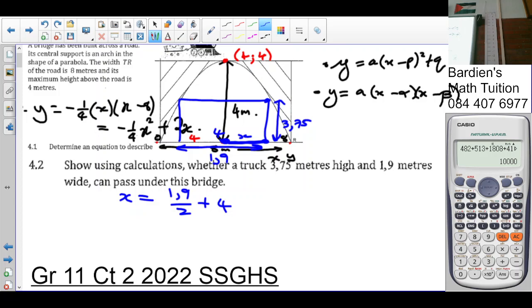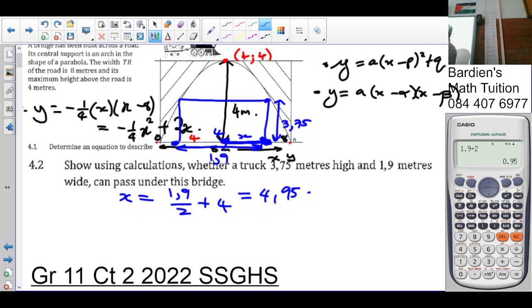Why do I add 4? So I can get the x value at that reading. So 1.9 divided by 2 gives us 0.95. So from there to there is 0.95. So if I add 4 to that, what do I get? 4.95. So the x value at this point is 4.95. Or if I wanted to work out that point there, then I would have said 4 minus 0.95.